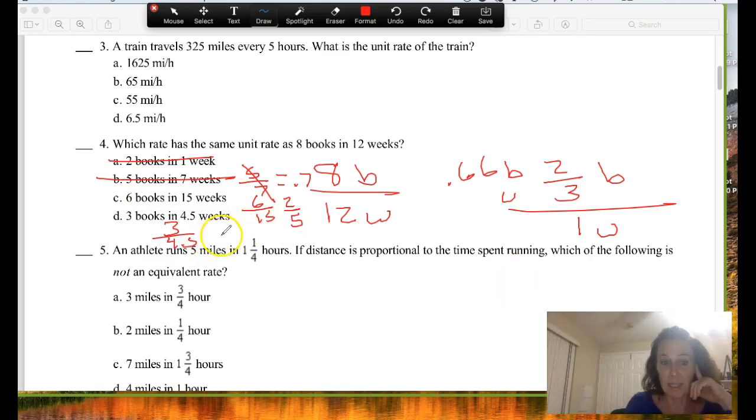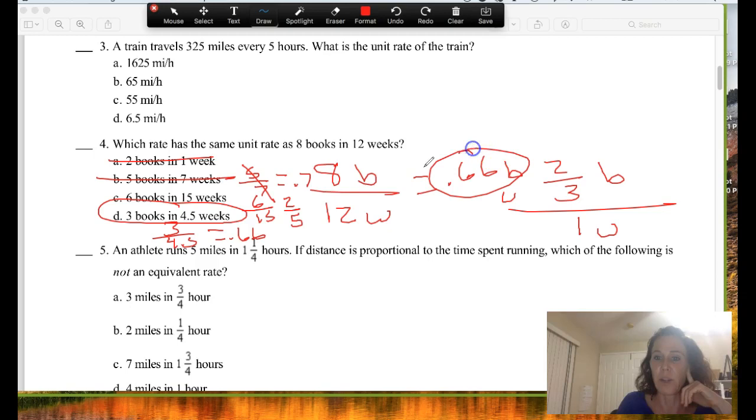It's 0.66. So here I have it. This is the same unit rate as 8 books in 12 weeks. So just divide these out and see if you get the same ratio. 0.66 was my ratio. So that's all you have to do there.